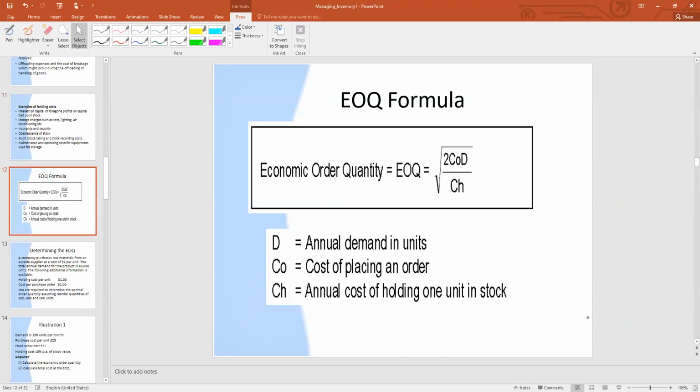So the key concern, therefore, is to get the Q. And the Q, that is the optimal reorder quantity proposed by the model, is given as the square root of 2 times annual demand times cost per order, divided by the holding cost per unit per year. And that gives us the optimal reorder quantity, the point at which we are able to minimize the total inventory cost.